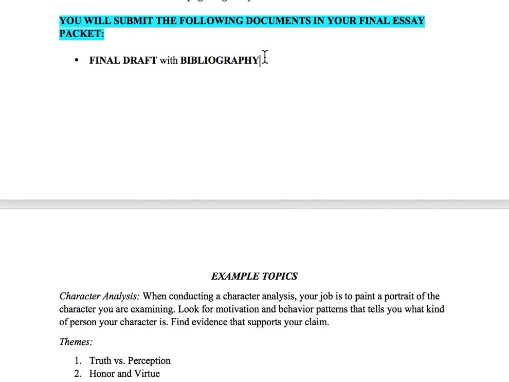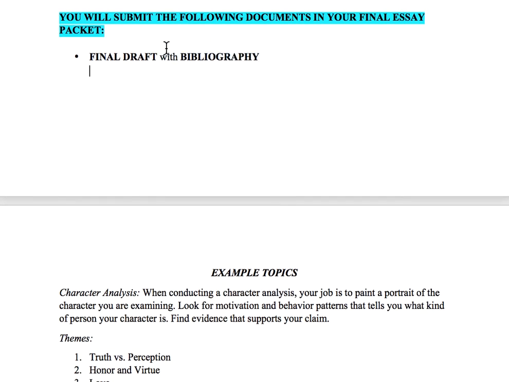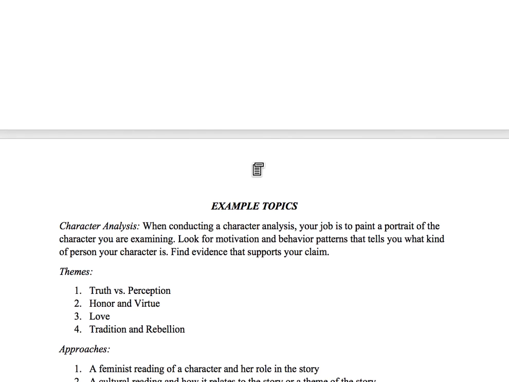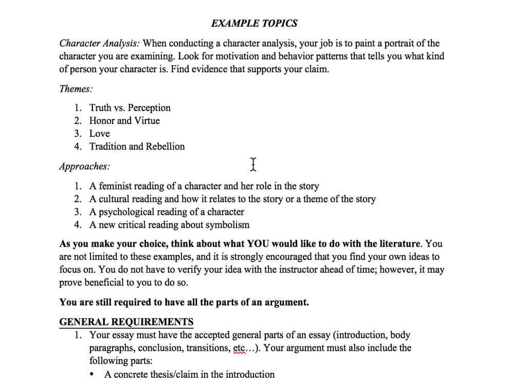The only thing you need to turn in is your final draft with a bibliography that has the short story listed on there. If you use any outside sources as well, which can help, make sure you cite them and then also put them on your bibliography as well. Remember that the final draft itself needs to be 3 pages. The bibliography does not count towards the page length requirements. So I've given you guys some example topics to kind of think about.